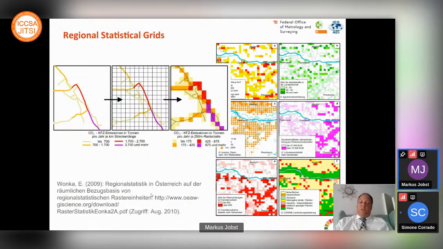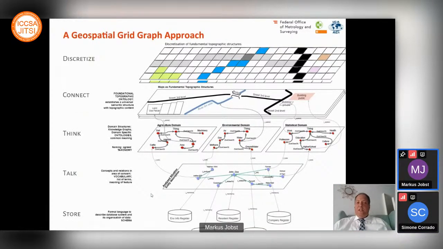Bringing the spatial semantics into the grids is done, for example, in regional statistical grids. And we have done this in statistics for a large extent. The reason is that we can compare the content in its change over time, for example. So now we are adding this level of discretization to our model, and we are putting it on top of the foundational topography, where we have the discretized space in order to be comparable through time.